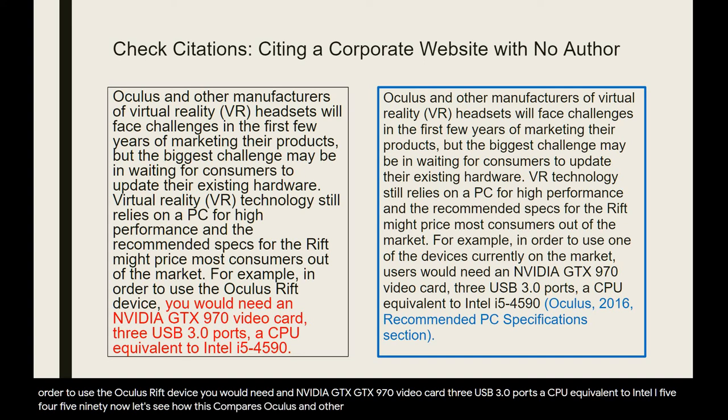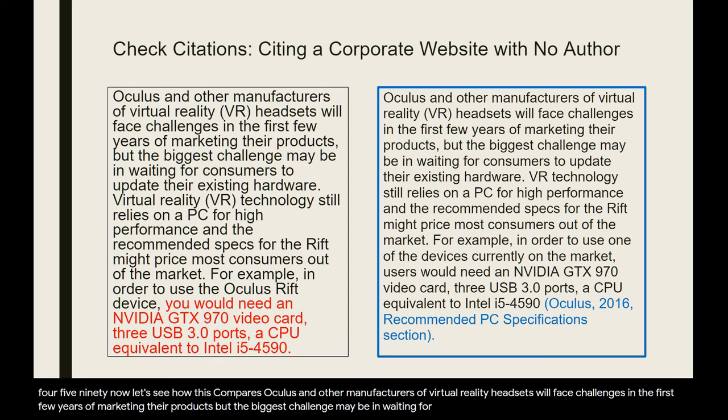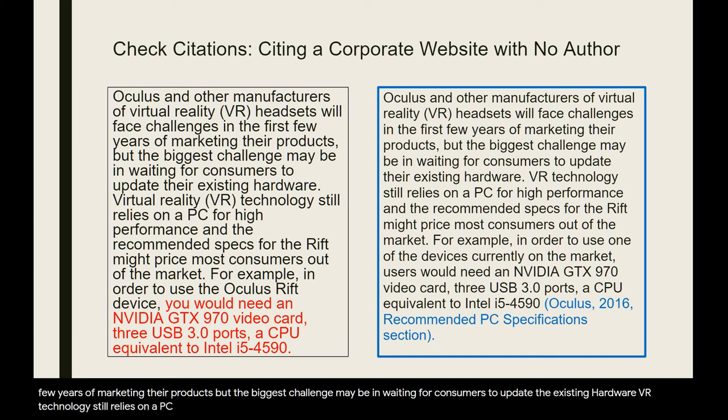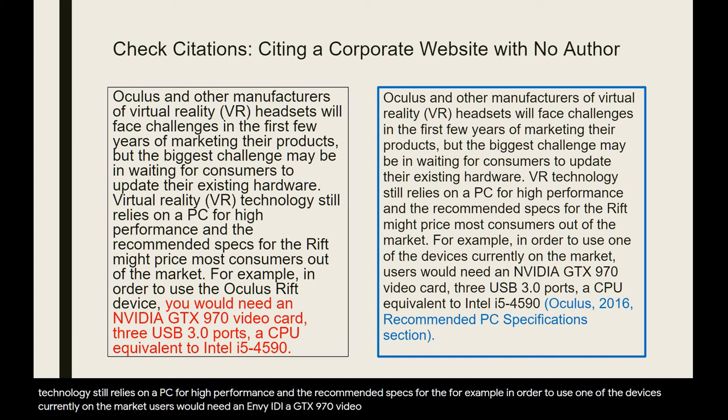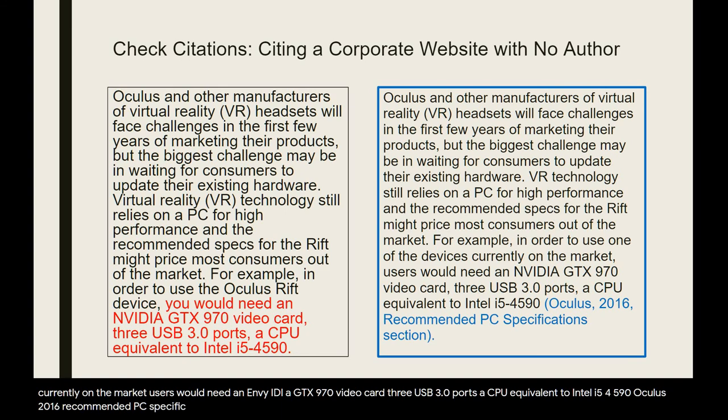Oculus and other manufacturers of virtual reality headsets will face challenges in the first few years of marketing their products, but the biggest challenge may be in waiting for consumers to update their existing hardware. VR technology still relies on a PC for high performance, and the recommended specs for the Rift might price most consumers out of the market. For example, in order to use one of the devices currently on the market, users would need an NVIDIA GTX 970 video card, 3 USB 3.0 ports, a CPU equivalent to Intel i5-4590. Oculus 2016 Recommended PC Specifications section.